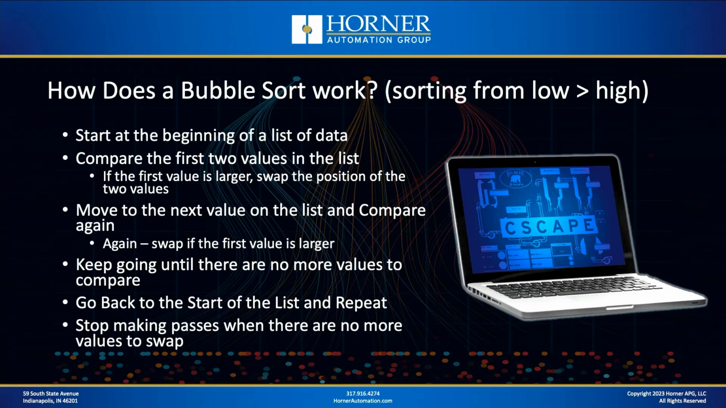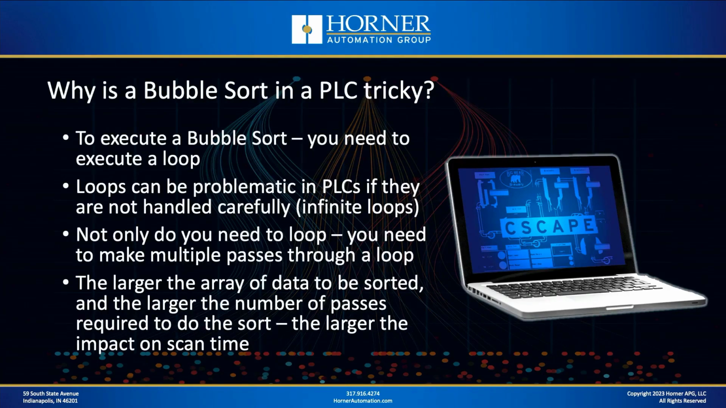So whenever you make a complete pass and there's no swaps that occurred, you know everything is in the proper order. Now, why is this tricky in a PLC? Because that algorithm sounded kind of simple. Well, it's tricky in a PLC because you need to execute a loop. And in PLCs, loops can be problematic.